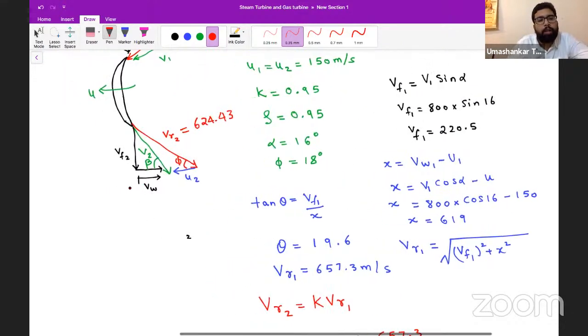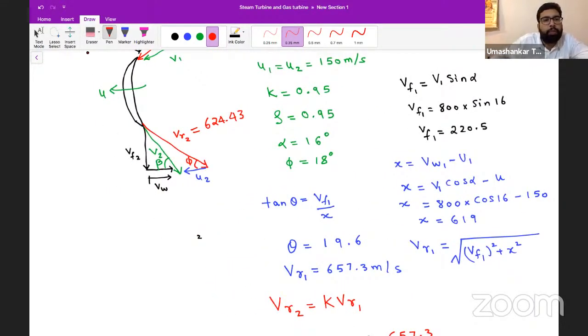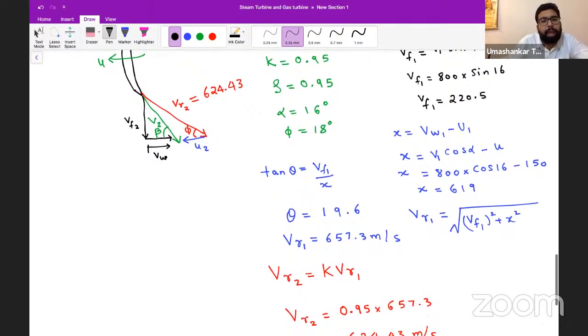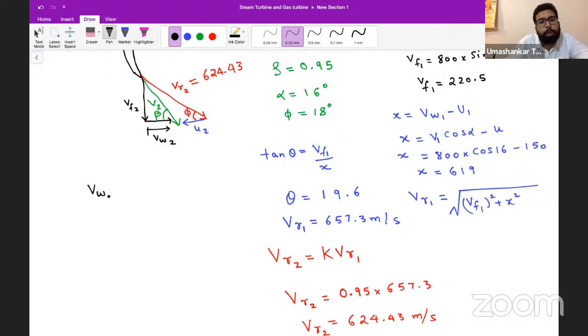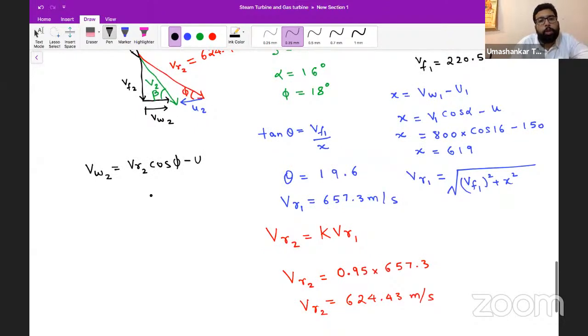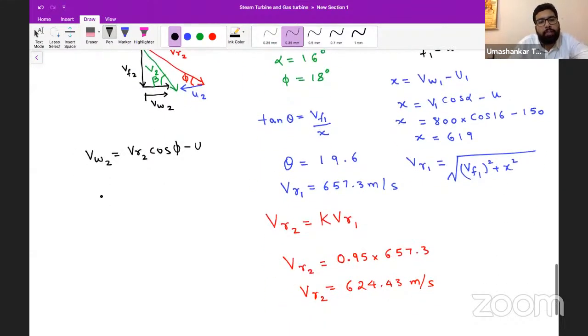So how can we find this V2? We can again apply so many things. We have this VW2. Let us find the VW2 also, it is going to be used later. So VW2 is VR2 cos phi minus u. Is it or isn't it? We have phi given to us, VR2 we have calculated. So can we find the value of VW2?